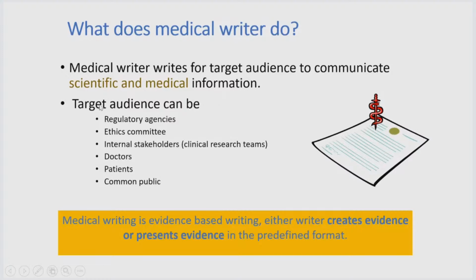Their target audience can be a regulatory body like DCGI, FDA. So now imagine for whom you will be writing the document and how careful you should be. Because if you are not creating a document correctly, they will reject your application. Rejection means more cost, more time, more effort, which is equal to money for a sponsor. Other audiences are the ethics committee, internal stakeholders, your team, doctors, patients, and for common health, the common public.